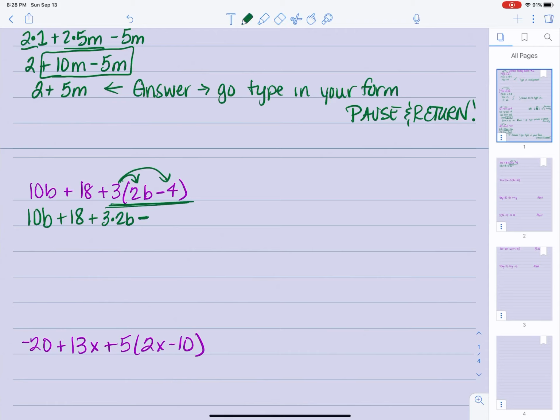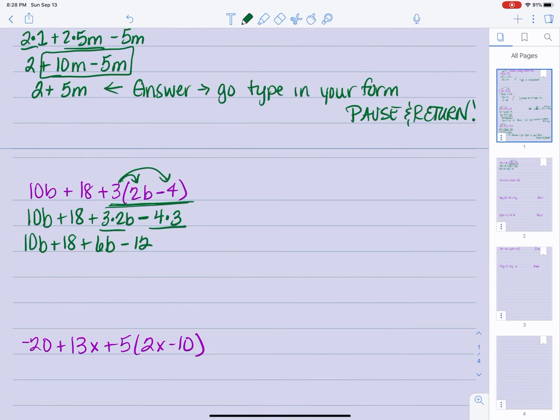Okay, so minus 4 times 3. There you go. We're going to do our multiplication next. So the 10 is still chilling, 10b is still chilling, the 18 is still chilling, but 3 times 2b makes 6b's. Subtract 4 times 3 is 12.